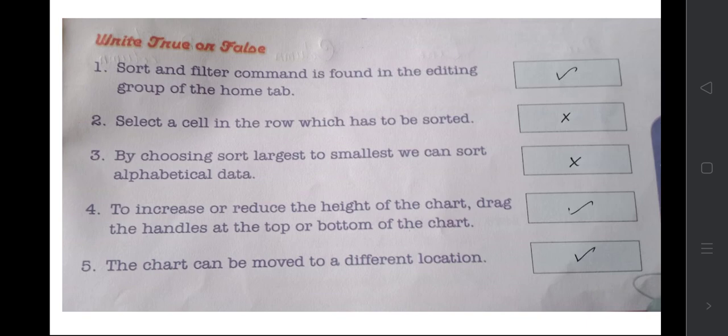Okay, if I have two cells only, then I can compare which is higher and which is lower, isn't it? But with only one cell in my hand, how can I sort? So it is not possible, so it is false.